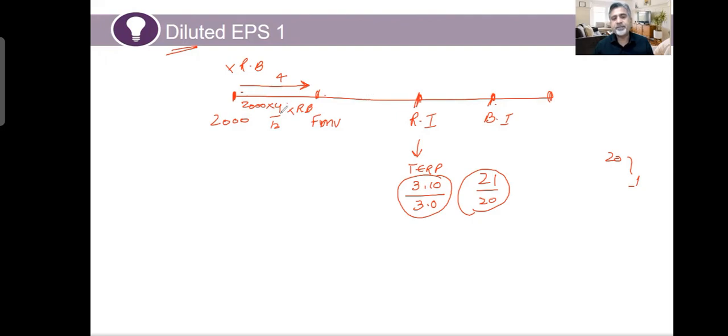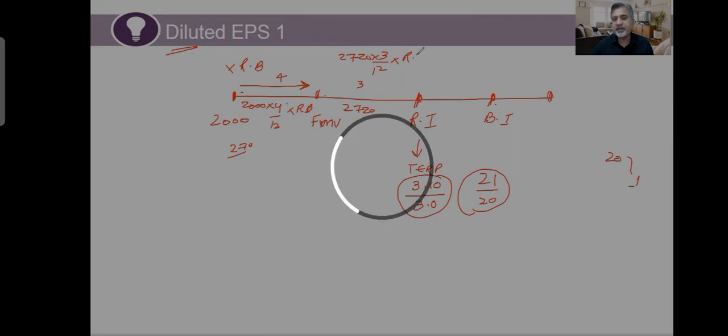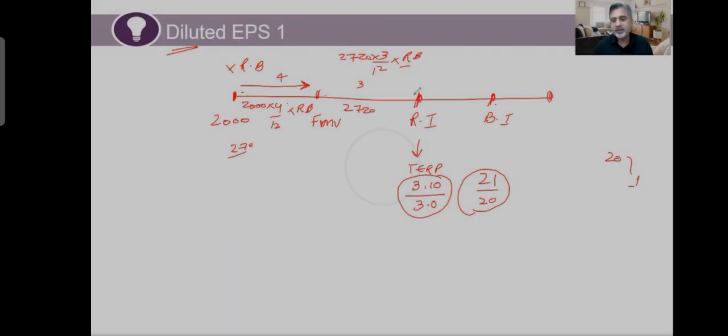Then for this period, because you issued 270,000 new shares, your total number of shares became 2,270,000, and this is a period of, let's suppose, 3 months. So you need to multiply 2,270,000 by 3 by 12. Then you multiply it again with the rights fraction and again with the bonus fraction. With both fractions, you multiply in this period as well.